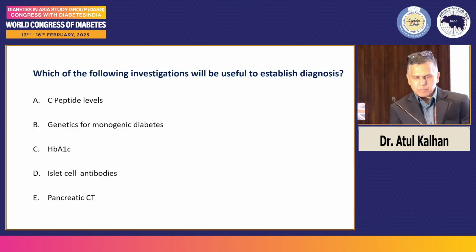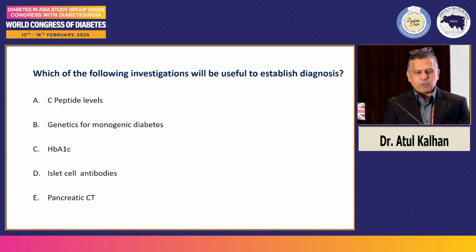Okay. So my question is totally different here. Which of the following investigations will be useful to establish the diagnosis? So I had given you somebody with normal BMI, relatively young. My definition of old is somebody who's older than me. So the bar has been changing for the last 30 years. So how many will go for C-peptide measurement? Okay. How many will do genetics for monogenic diabetes? Anyone who will do islet cell antibodies?